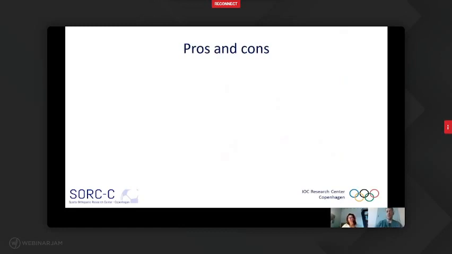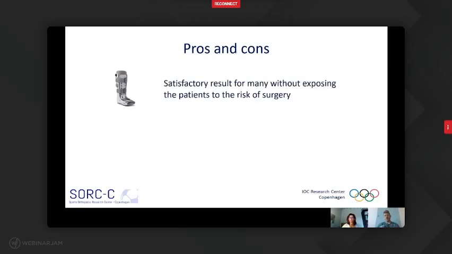First, a little about the pros and the cons of surgical and non-surgical treatment. To summarize it shortly, I would say that non-surgical treatment yields a satisfactory result for many without exposing the patient to the risk of surgery. So most patients get a fully acceptable result from non-surgical treatment. And when you look into those controlled cohorts, it's not possible to show important differences between those surgically treated and those non-surgically treated. So in my opinion, the non-surgical treatment is the standard go-to treatment.